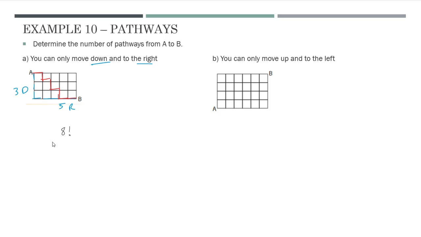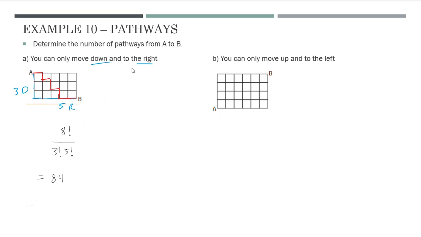So 8 factorial. Now there is some repetition though, and that repetition is the number of ways that we can go down. So here there's 3 down, so it's going to be 3 factorial. There's our repetition. And then our 5 right, well, there's 5 repetition there as well. And so you end up with 8 factorial over 3 factorial times 5 factorial. Put that in your calculator all at once, you get 84.